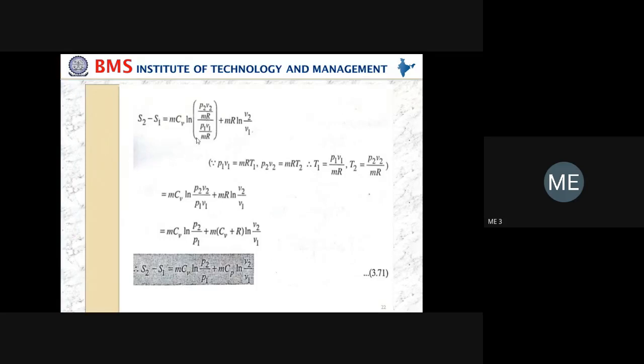For that, what are we going to do? We know that P2 V2 equals mR T2, so T2 is nothing but P2 V2 divided by mR. Just replace that term. We derived the expression in terms of T and V; next we are going to derive it in terms of P and V. S2 minus S1 equals m Cv ln of T2 by T1, where T2 is P2 V2 divided by mR, and T1 is P1 V1 divided by mR, plus mR ln V2 by V1.